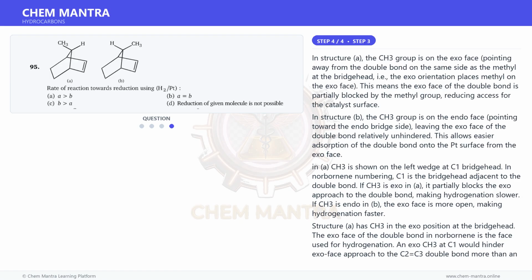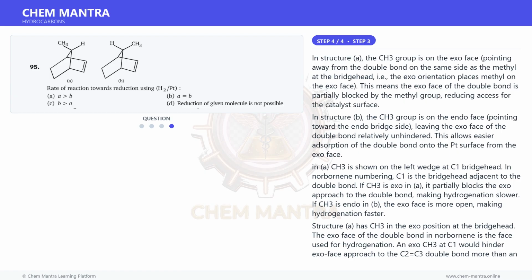However, the given answer is A>B. This means structure A reacts faster. In A, the methyl is positioned such that the exo face of the double bond is more accessible, perhaps because in B, the methyl at C1 is oriented endo and causes steric compression that slows adsorption, or alternatively in A, the molecule has less overall steric bulk blocking the double bond face used for catalytic hydrogenation.